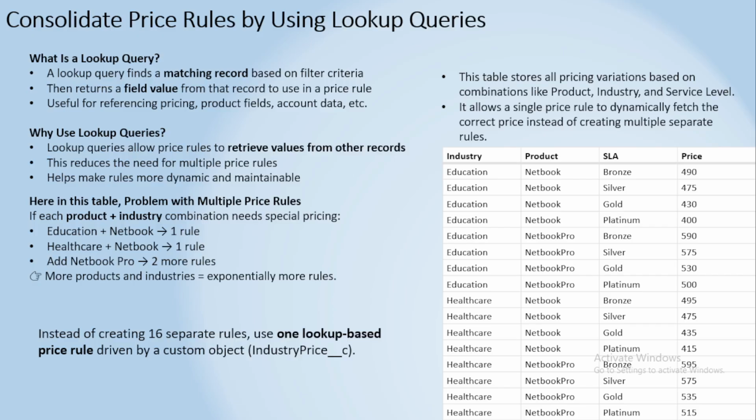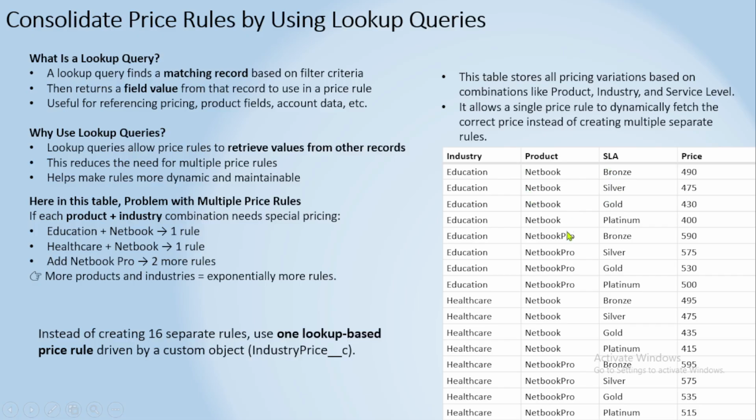Now what are lookup queries? Like on the product rules, you have already done lookup queries; similar kinds of issues are here, and you can manage them with lookup queries. And what was the issue? The proliferation. Look, in this example I have one table where we have the industry, the product, SLA and price. If the industry is education, product is netbook, and SLA is bronze, the price should be here. If the industry is education, product is network, but the SLA is different, the price is different.